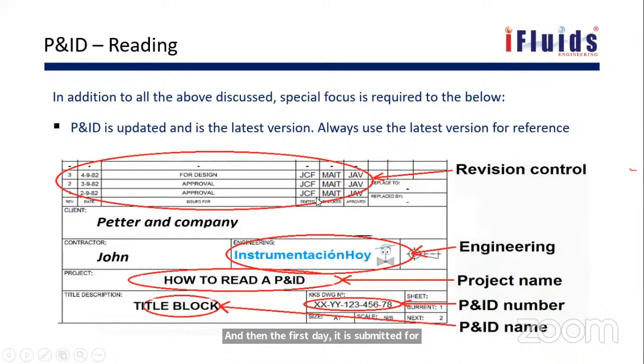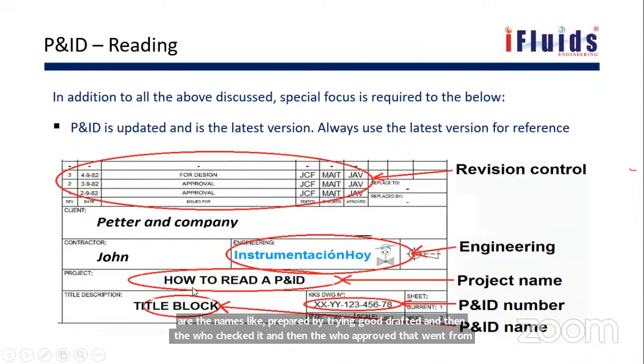You can see there are some initials: JCF, MIT, JVS. These are the names of who prepared the drawing, who drafted it, who checked it, and who approved it. That means from the engineering company. And then you can see the client, Peter and company, and the contractor, John. How to read a PNID.